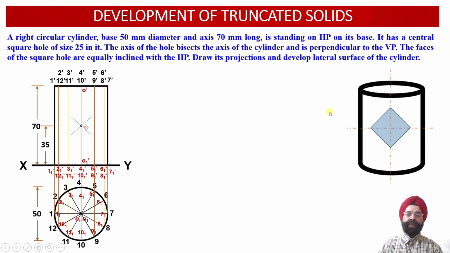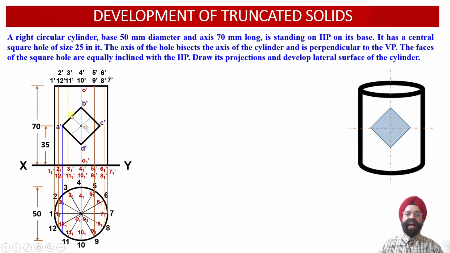Now using the symmetry, we have drawn projections of the square hole whose axis is going to coincide with the midpoint of the axis of the cylinder. The edge length corresponding to the square hole happens to be 25 millimeter. So now we can mark the points corresponding to the square hole as A dash, B dash, C dash and D dash. Now this square hole is going to pass through both the front face of the cylinder as well as the rear face of the cylinder.